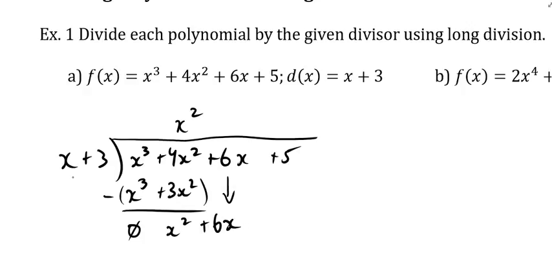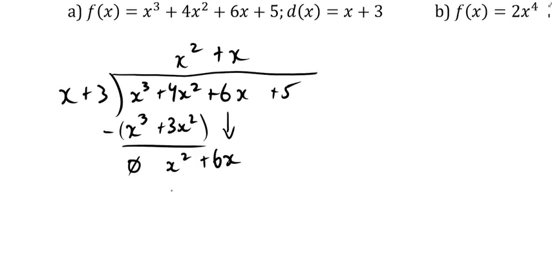So now I do x into x squared. How many times does it go in? X times. So that x times x gives me back x squared. And x times 3 gives me 3x. Subtract. X squared minus x squared gives you 0. Yeah, that's supposed to happen. 6x minus 3x is 3x. Bring down the 5.